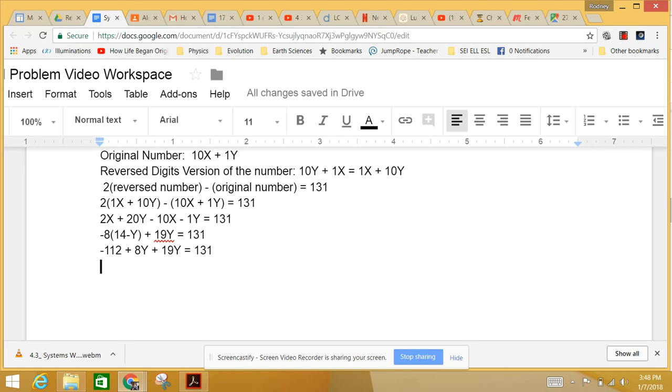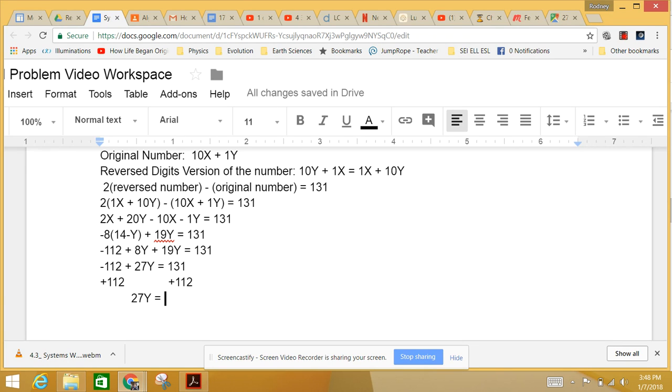Now, in this case, I'm going to combine my like terms first. I can do either one. It doesn't matter which I do first. So 8y plus 19y is going to be 27y. And that equals 131. I'm going to add 112 to both sides to get rid of negative 112. And so now 27y equals 131 plus 112.